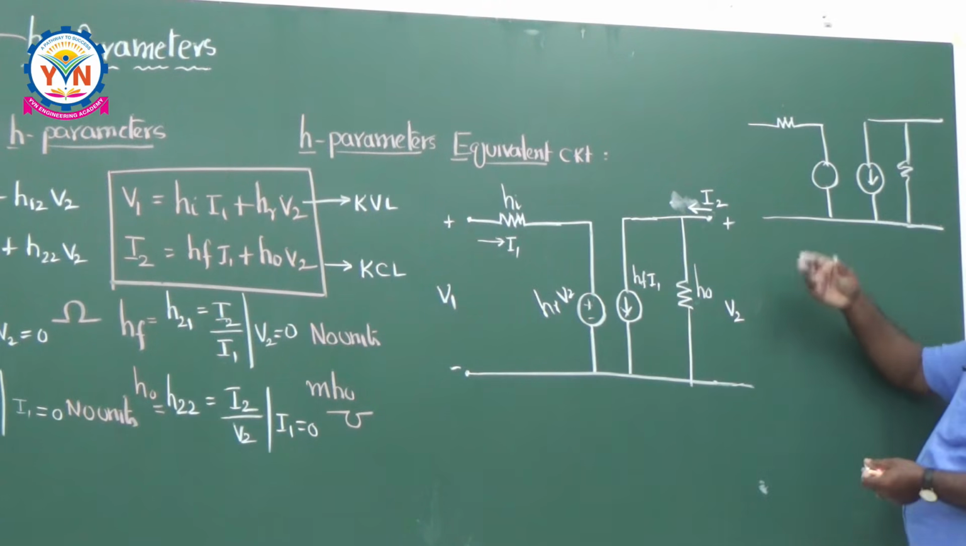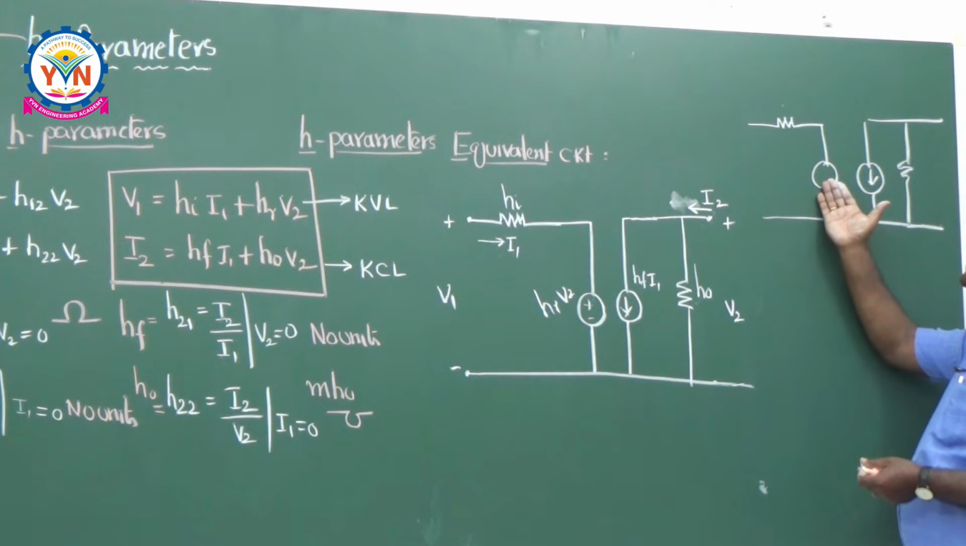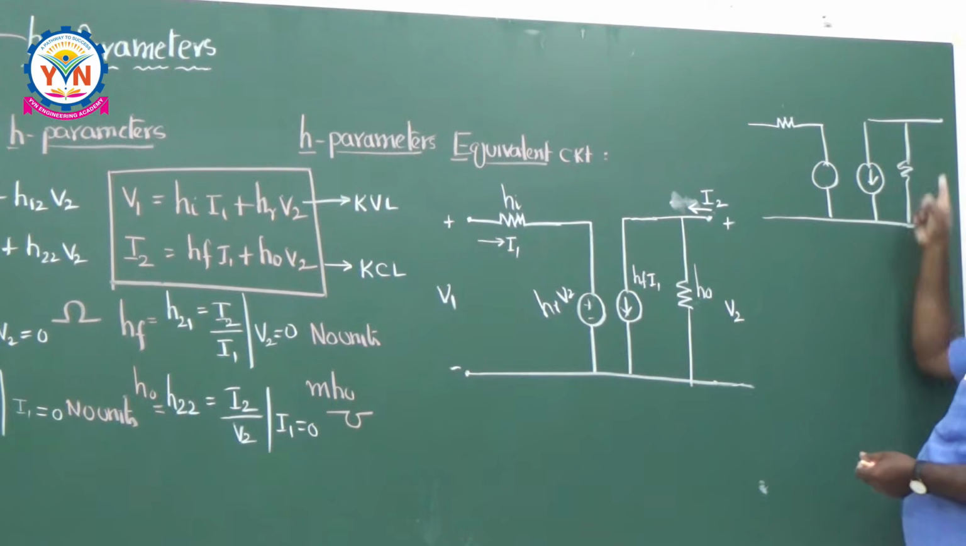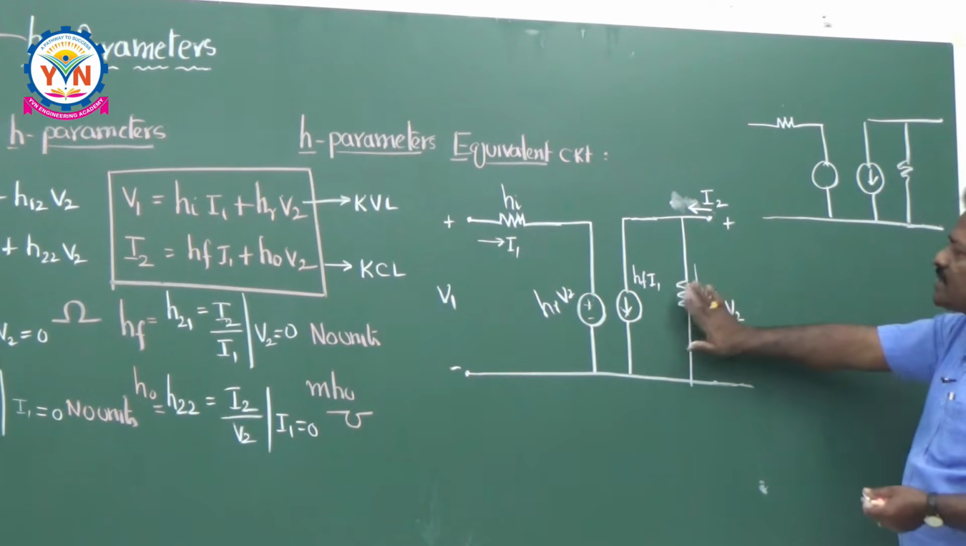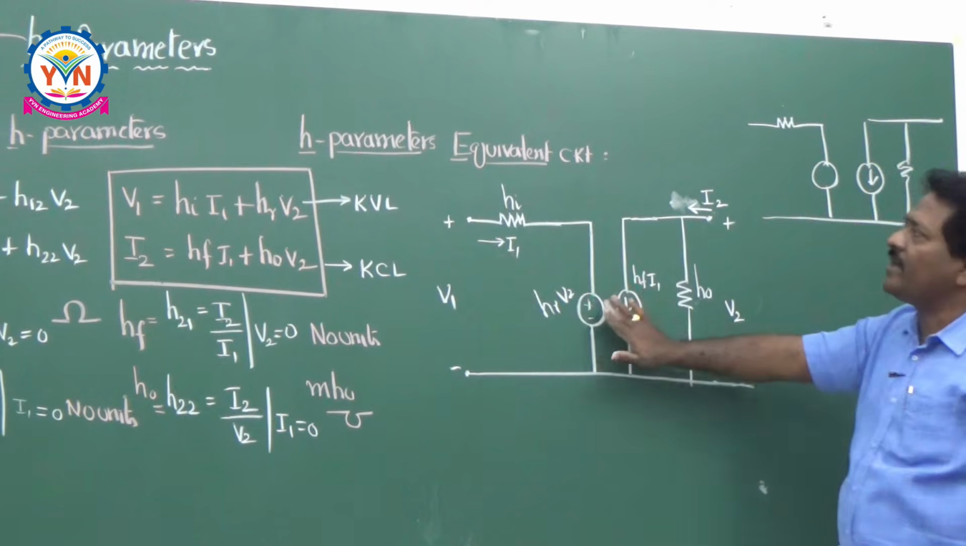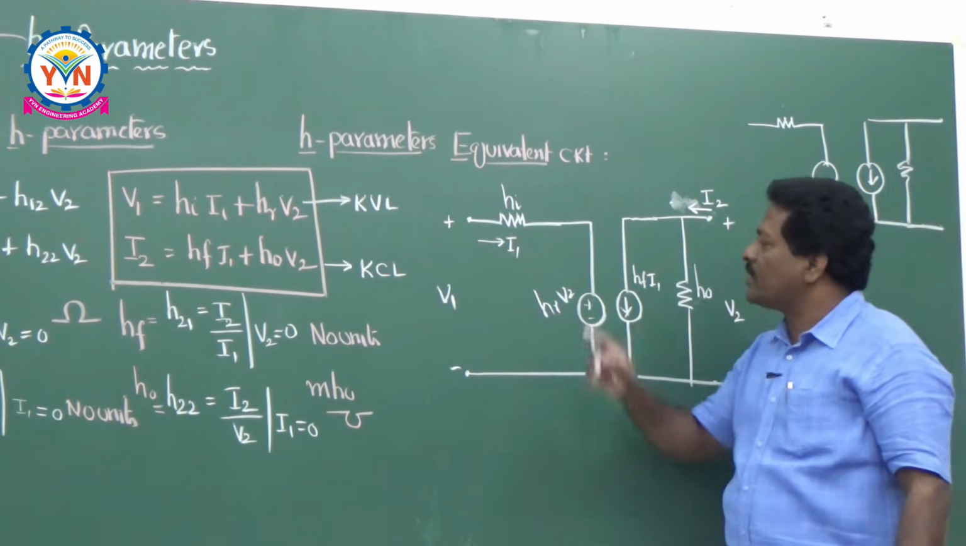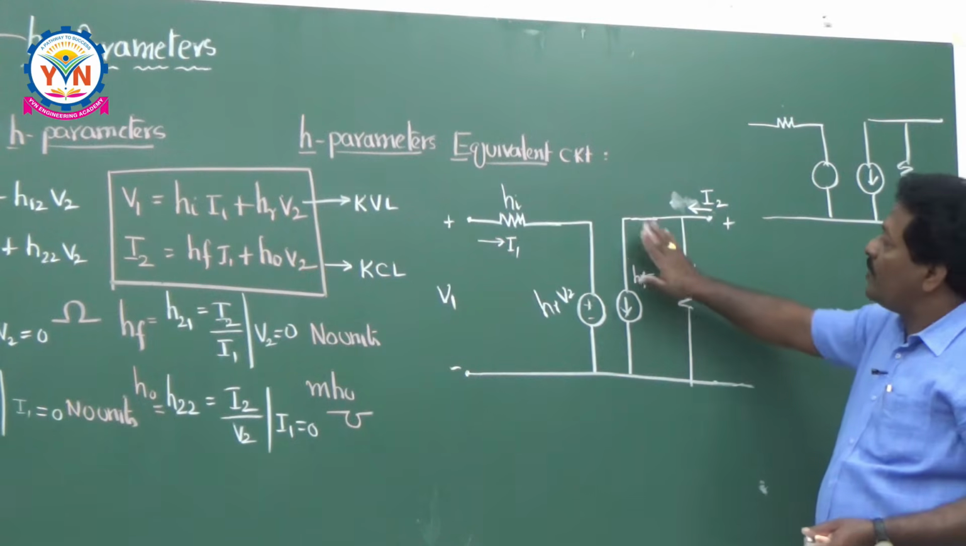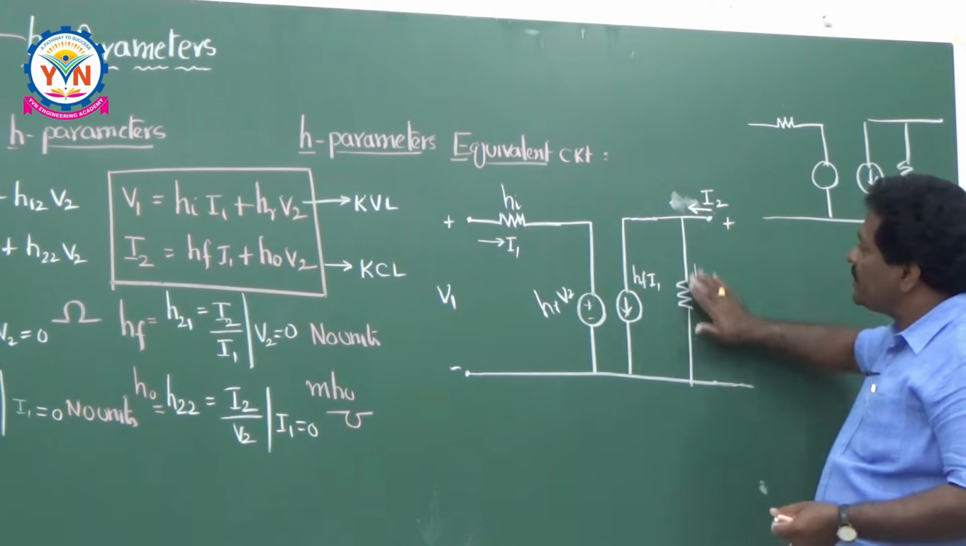So already you know your voltage source should have a resistance in series. A current source will have a resistance in parallel with it. The same representation we are giving here. So this is the way of writing the equivalent circuit model of H parameters. Now, suppose for example, we are using this equivalent model.